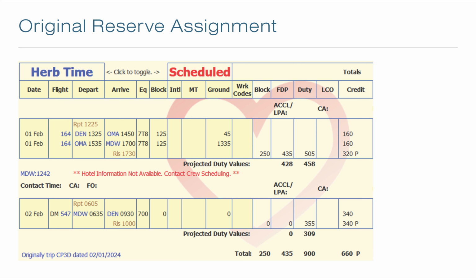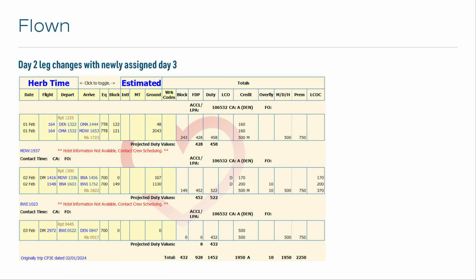So, okay, here we have a 3-day reserve who was initially assigned a 2-day pairing, and then they were subsequently reassigned into a third duty period. That newly assigned third duty period becomes the new original for that day, and then subsequent changes would be due LCO. While days 1 and 2 get treated with the same LCO application as a line holder as duty period 1 and 2 of a 3-day pairing.